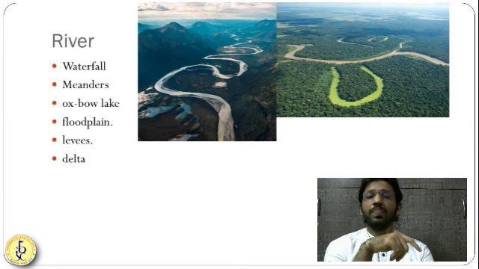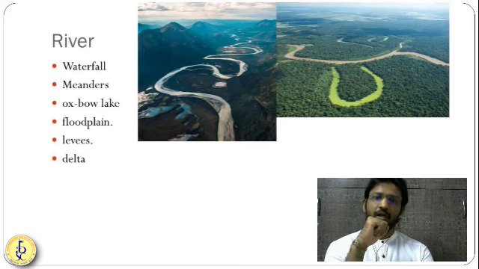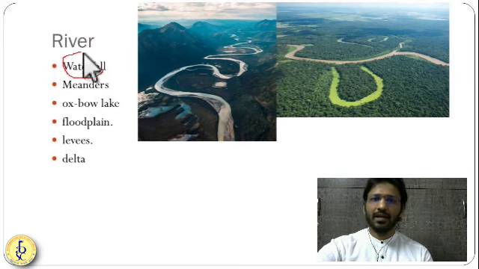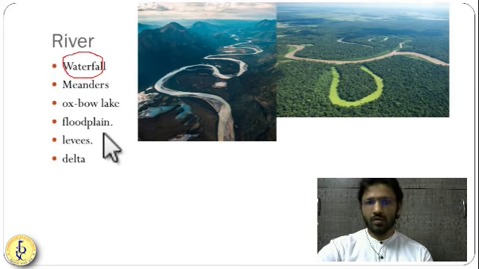So the first landform that will be created by the river is on the top of the mountain. That landform will be waterfall. Because of the deep erosion of a particular rock on the top of the mountain, water will fall from a certain height. It will be known as waterfall.